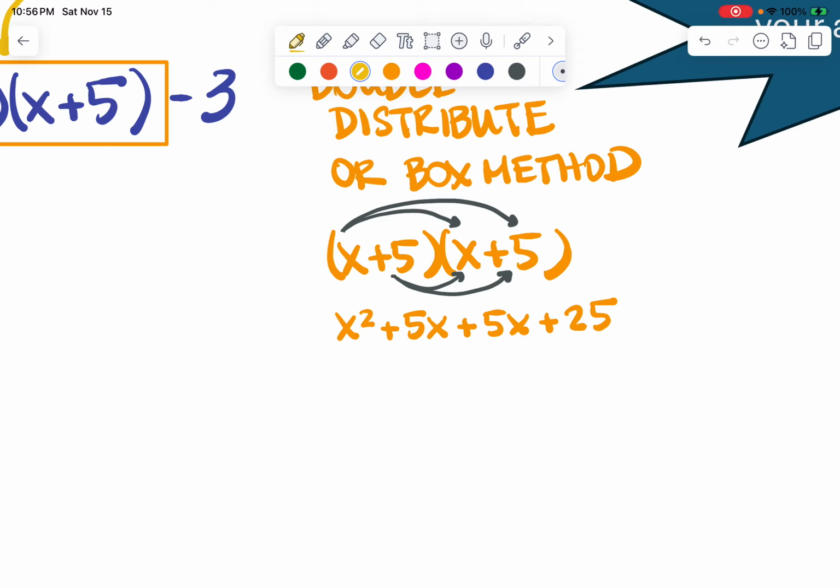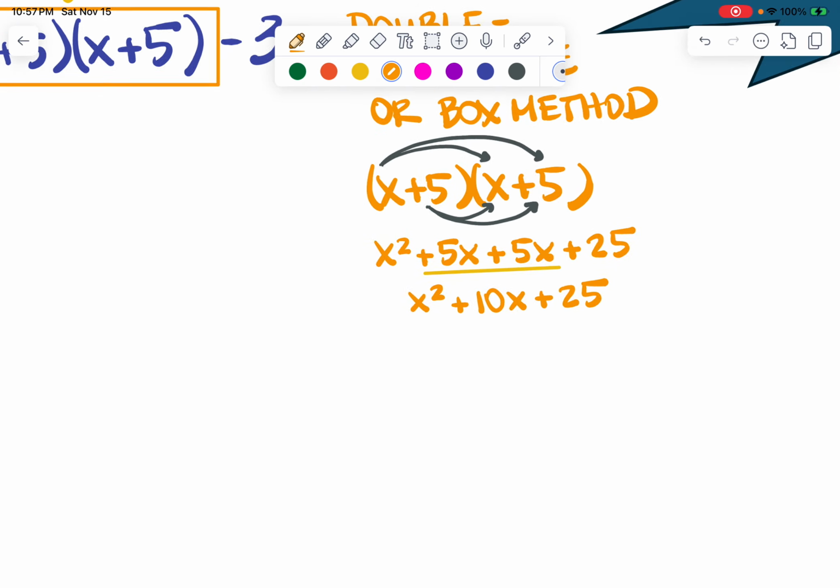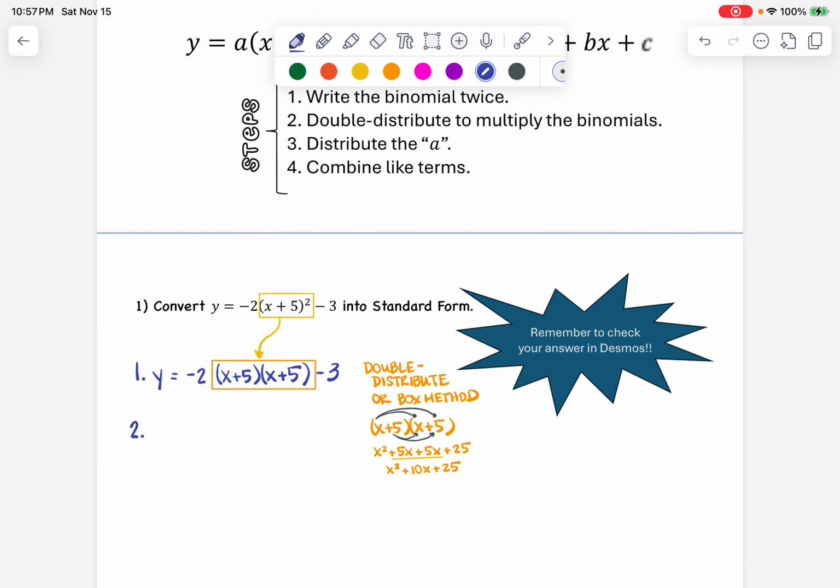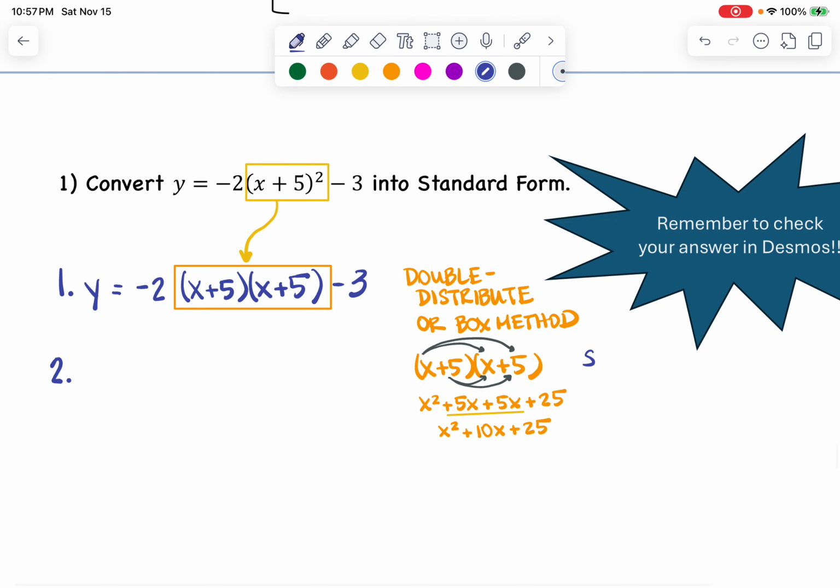You guys were really great at this in Unit 6, so I'm hoping we haven't forgotten this skill. And then don't forget your middle 2 terms are always going to be like terms, so we're going to add the 5x's together, which will give us 10 total x's. And that gives us x squared plus 10x plus 25. All right, so now I'm going to go to step number 2. Actually, I just did step number 2. Maybe I'll put that over here. Step number 2. That's what I just did right there. Let me relabel. This will be step 3.